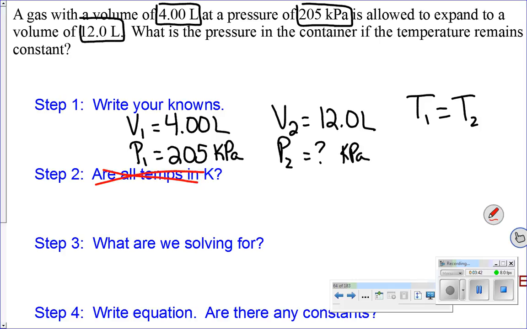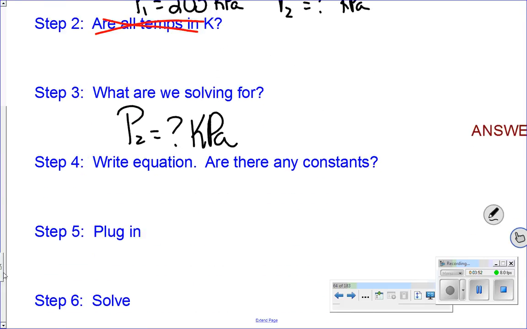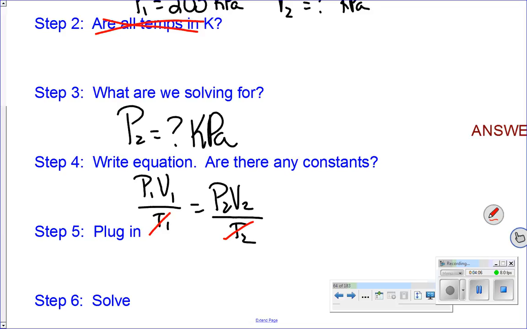Step 2 we don't have to worry about here. We don't have any temperatures that we're dealing with. What we are solving for, we mentioned above, is P2, which is in kilopascals. We're going to write our equation. P1 V1 over T1 equals P2 V2 over T2. As discussed above, T2 will go away.